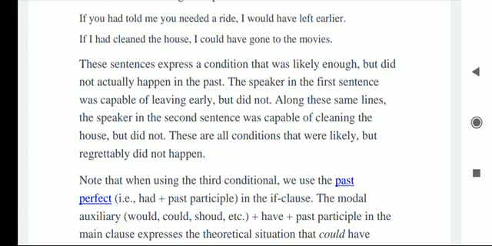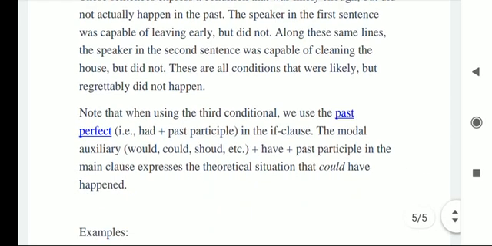So these are all conditions that are likely but regrettably did not happen. Note that when using the third conditional clause, we use the past perfect, that is had plus past participle, in the if clause. The modal auxiliary would, could, should, etc., plus have plus past participle in the main clause expresses the theoretical situation that could have happened.